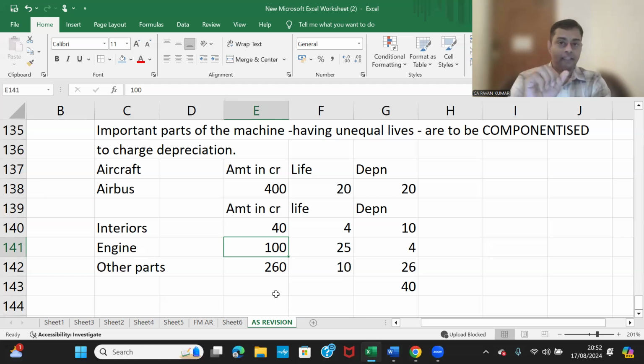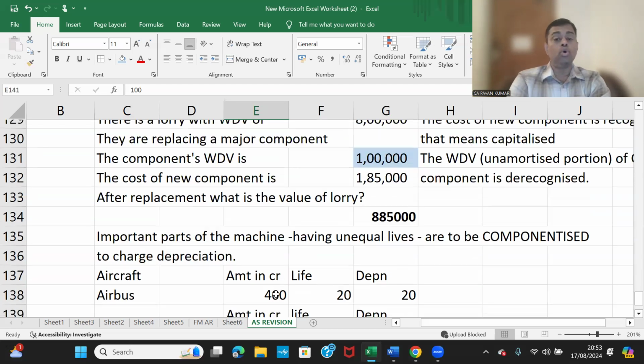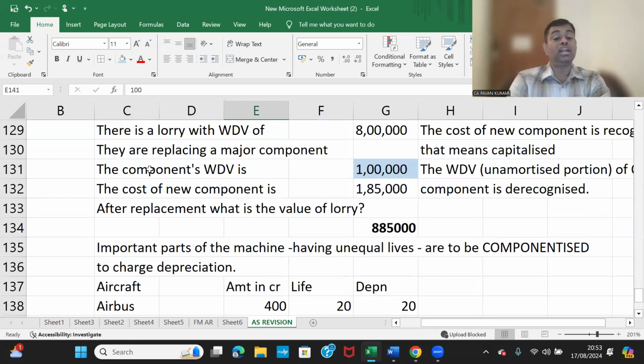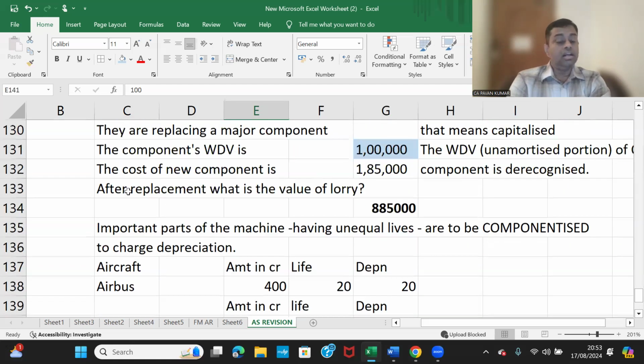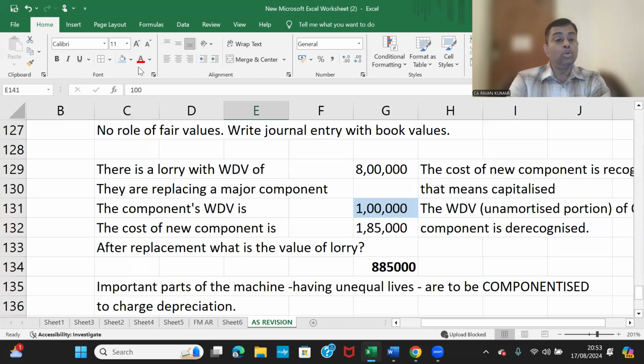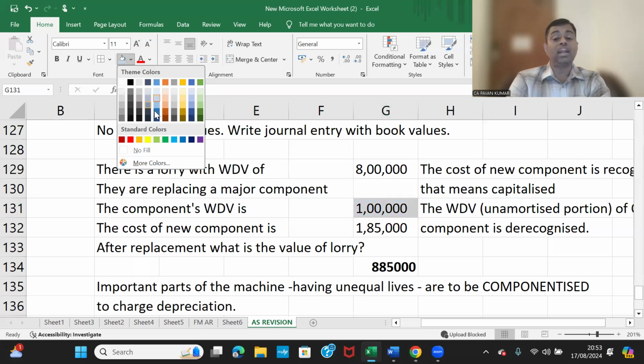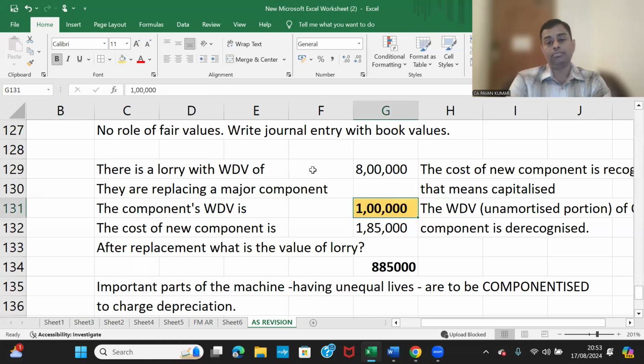Pavan sir, imagine 2016, 17, 18 componentization started in India. Air India bought this aircraft 10 years back. They do not know that there is a system of componentization and they did not apply it. So they do not know that this is 1 lakh. This evidence is not available. This information is not available.